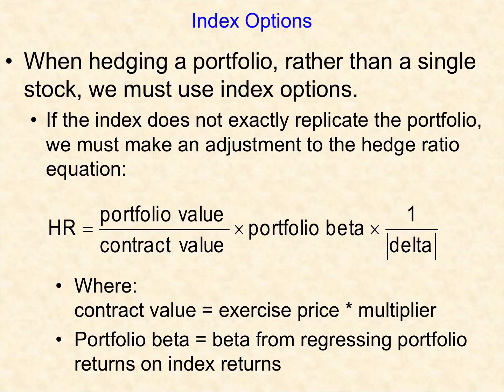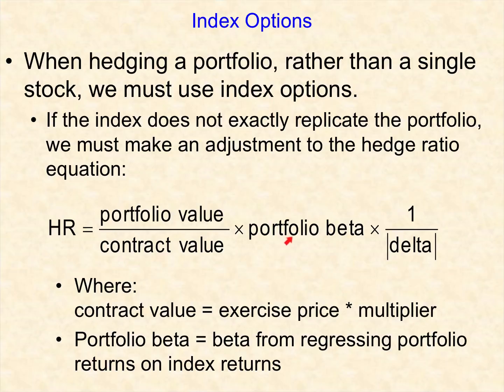Often, the stocks in our portfolio do not exactly match those in the index. Because of this, we have to make an adjustment to the hedge ratio equation. The hedge ratio is equal to the dollar value of your portfolio divided by what's called the option contract value. That's calculated as the exercise price on your option times the multiplier. For most index options, the multiplier is 100. It's as if we were buying an option on 100 shares of the index.